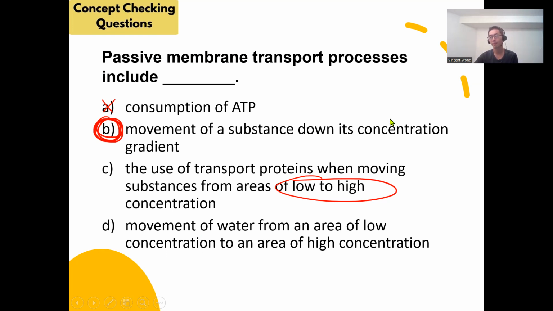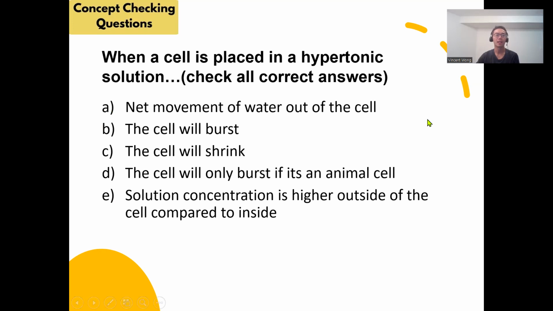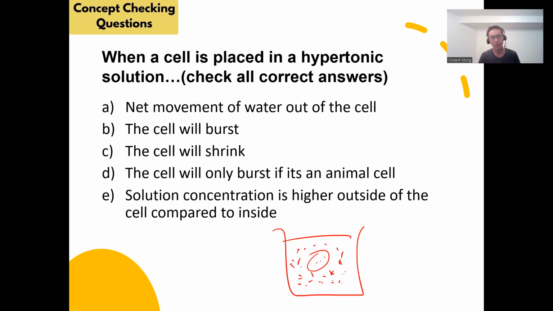Slide 46. Slide 47. When a cell is placed in a hypertonic solution, what happens? So again, if you're making study notes for your quiz, make sure you have the hypertonic, hypotonic stuff, right? So net movement of water out of the cell. Okay, so you have to know what hypertonic is. Hypertonic is when you have a cell and the concentration is higher outside than it is inside. So water will be leaving. That's the first thing you have to remember. So net movement of water out of the cell, that's true.